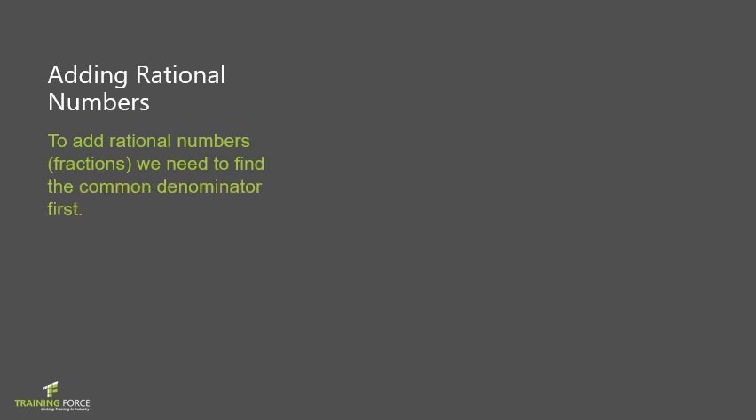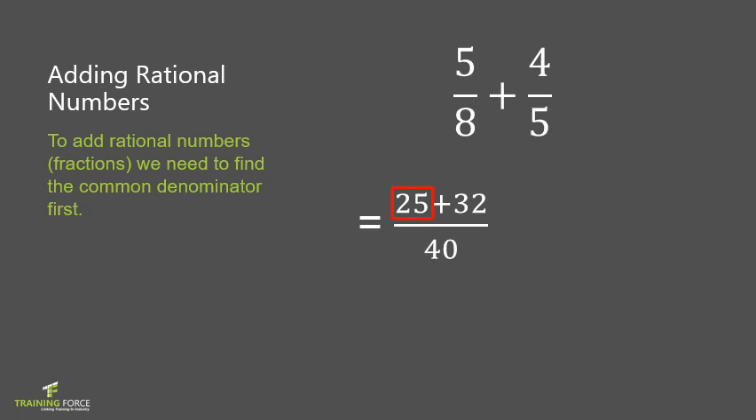Now in our example, 5 divided by 8 plus 4 divided by 5, we need to find a value that 8 and 5 can go into. Our common denominator is 40, because that's the denominator that both can equally be divided by. So 8 being the denominator goes into 40 5 times, and we multiply 5 by the numerator, which is 5. So we multiply 5 by 5, which gives us 25.